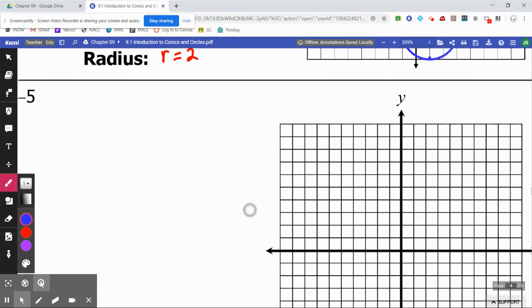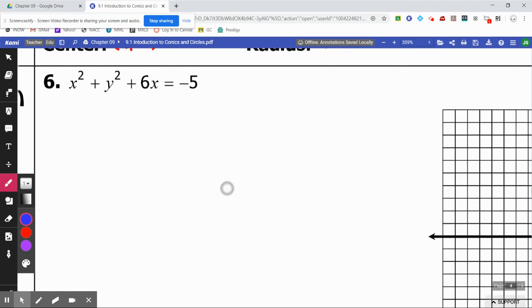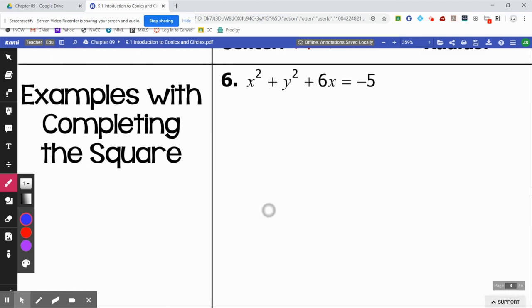Okay, the next one gives you this. Now this one's a little bit different. Examples with completing the square.